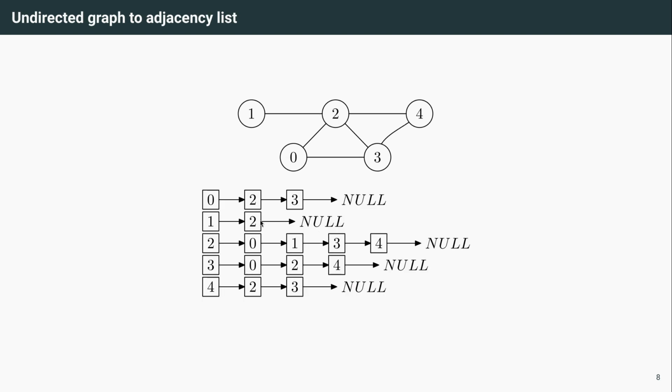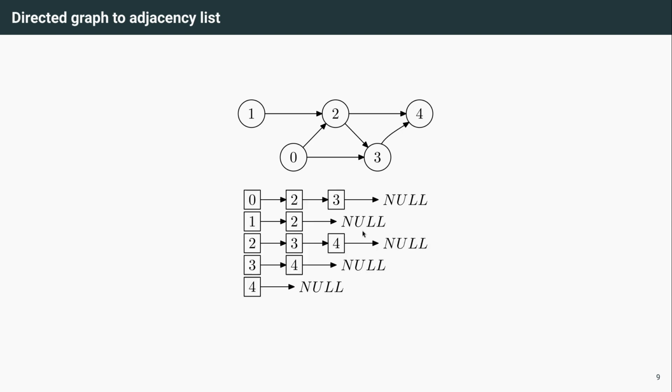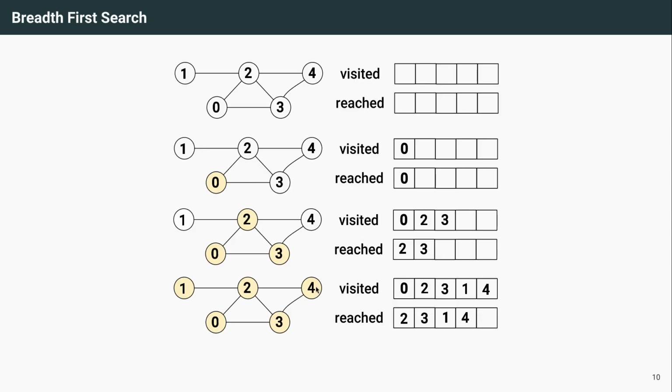So we look at the adjacency list again. From 2 we can go to 0, but 0 is already visited. 1 is not visited, so we put 1 in the visited table, and 3 is already visited. So we move on to 4. We see 4 is not visited, so we mark 4 as visited.